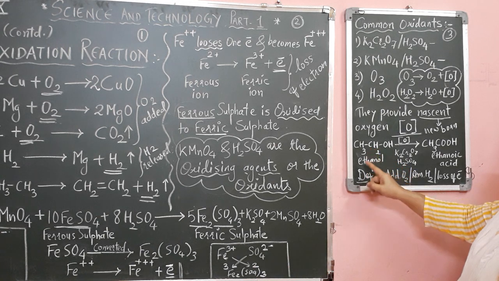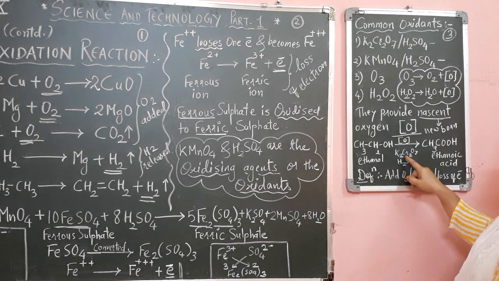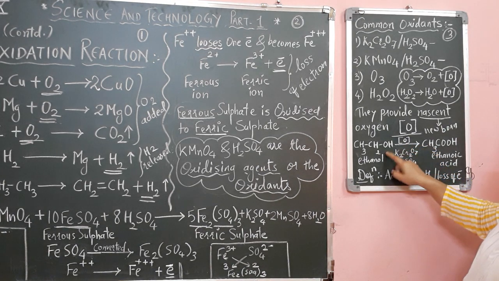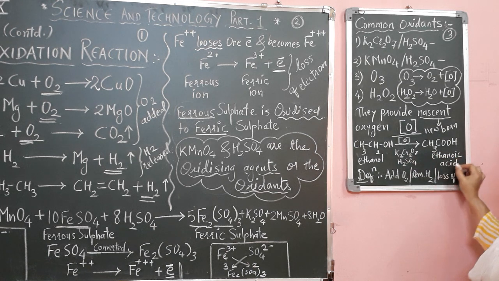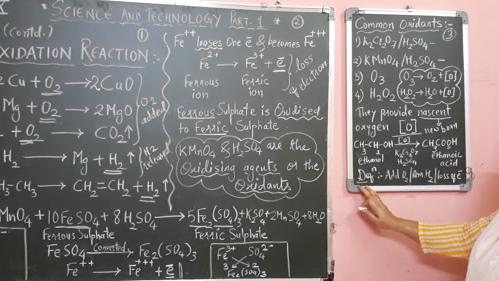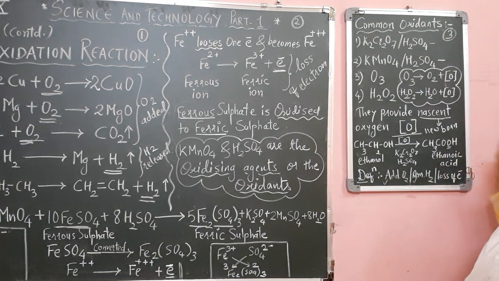See the example of ethanol. When ethanol is oxidized with the oxidizing agent potassium dichromate and H2SO4, it provides the nascent oxygen and converts ethanol into ethanoic acid. Oxygen gets added into this, and that is the oxidation reaction. So we can define oxidation reaction as either addition of oxygen or removal of hydrogen or loss of electrons.